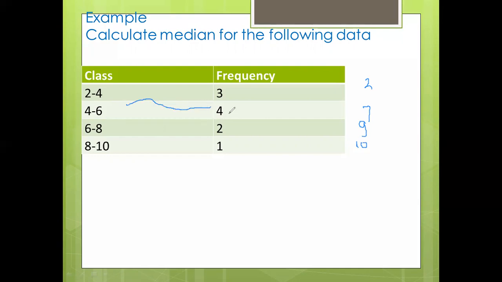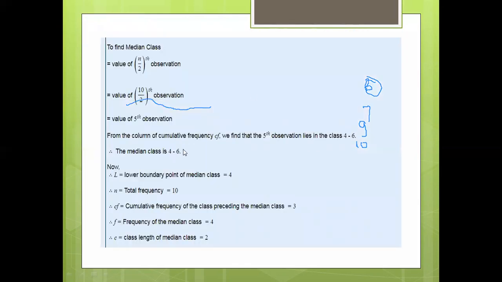Okay, 4 to 6. And this is the frequency, and use preceding frequency, that is 3, which is a CF. Okay, so use this middle class, that is 4 to 6, to find the median value. Okay, so L is what? Lower boundary. 4 to 6 is the median class. So 4 is the lower limit.